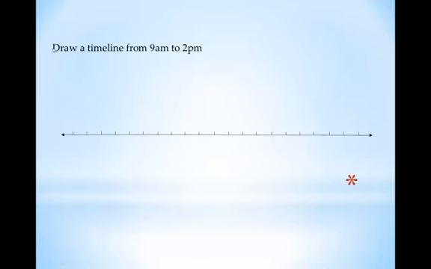So here's a question on your sheet that you've had handed out to you. Draw a timeline from 9 AM to 2 PM. So the first thing you needed to do is decide how many hours are we spanning. So from 9 AM to 2 PM, we go to 10, 11, 12, 1, 2. So we're looking at 5 hours. And if we have a look at the sheet, you have a timeline with 20 divisions already drawn on there for you. So if we have 5 hours, then obviously we need to have 4 divisions for every hour.